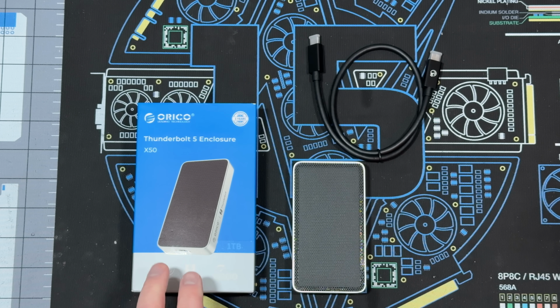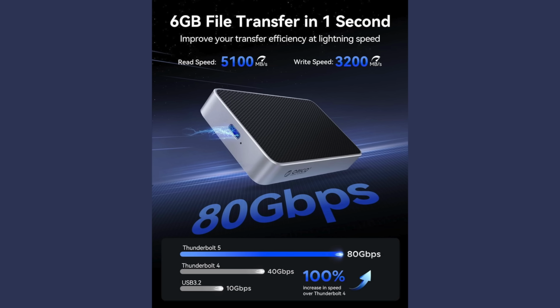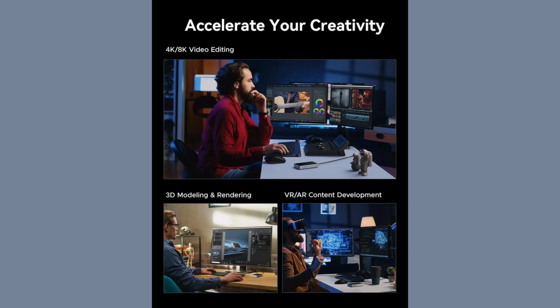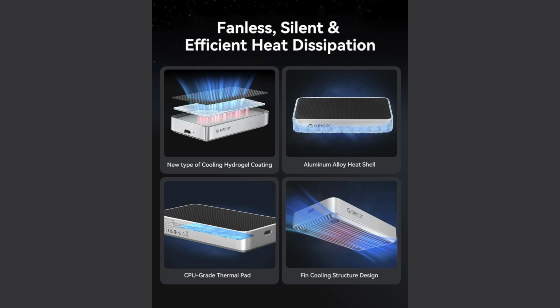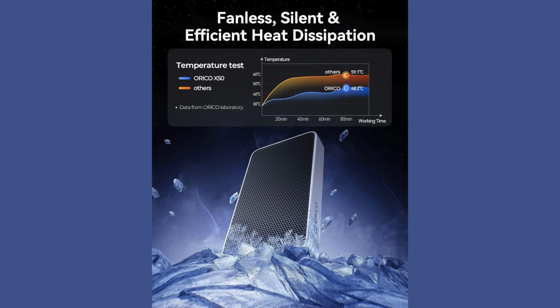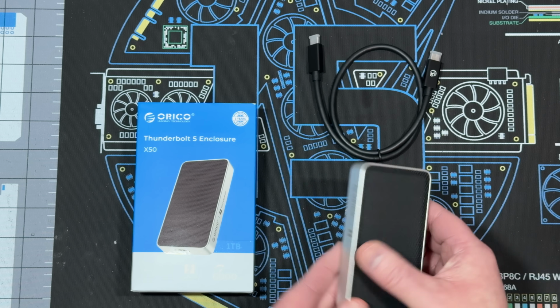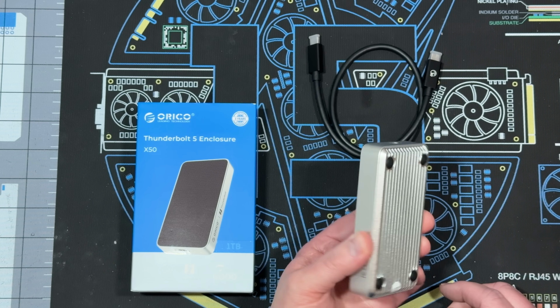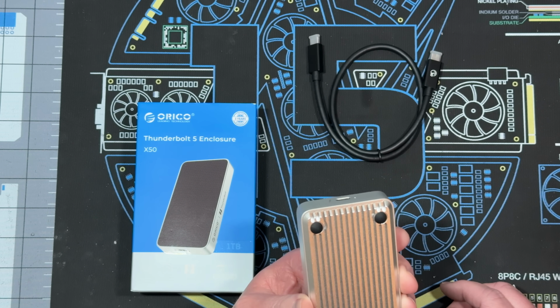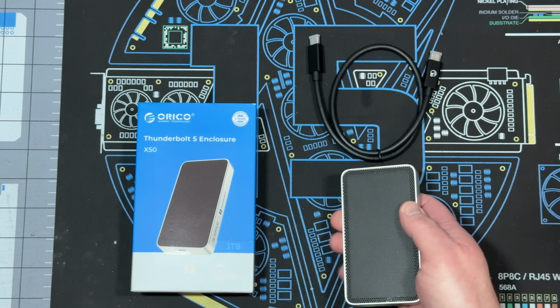The X50 1 terabyte external SSD can achieve up to 5,000 megabits per second read and 3,200 megabits per second write, which is perfect for handling 4K, 8K video editing, photography, and large-scale data storage. It also has a silent fanless cooling system. Which, yes, this is very hefty, and I can see how it dissipates the heat. With a CNC aluminum, very nice. And it's very quality feeling, I like it.